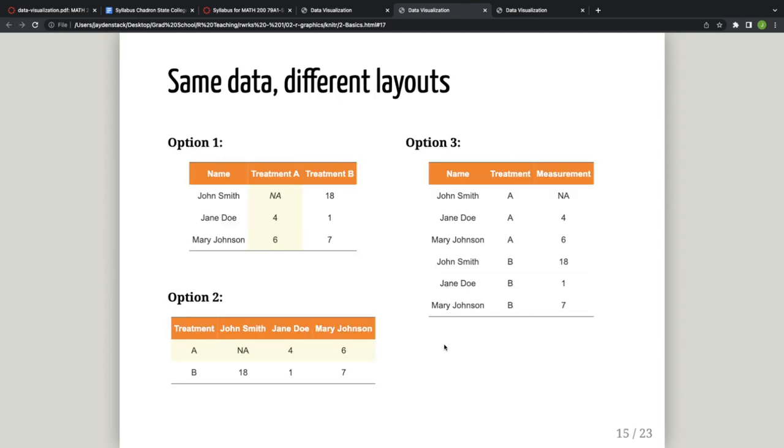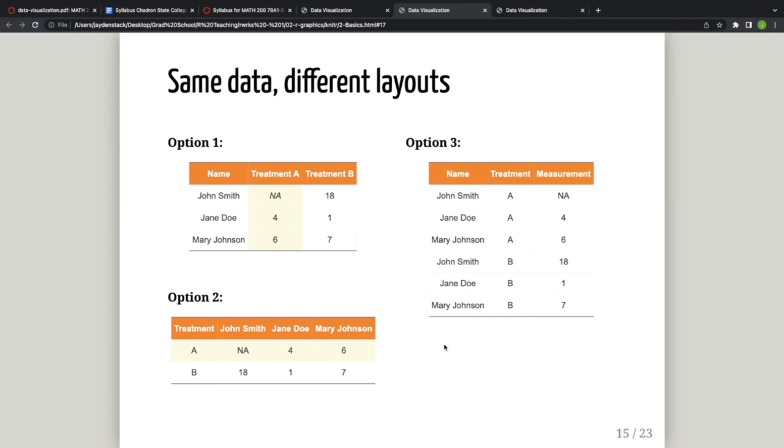Okay, so let's take a look at this. Same data, but different layouts. All right, let's look at option one. We have our name, we have our treatment A, treatment B. We have our name attributed to both treatment A and treatment B. That's fine. We can read that. That's great. Option two, essentially the same thing, but now treatment A is over on the left. Now our column names are going to be the individualized names that we have. And then option three, where we have our name, our treatment, and then our measurement that's going to come out of that.